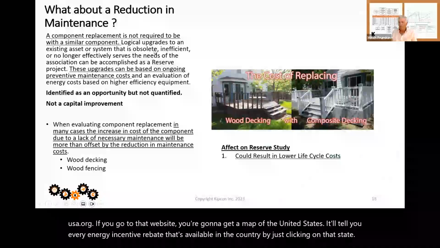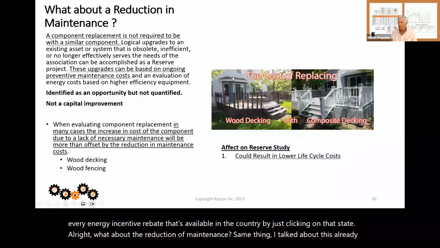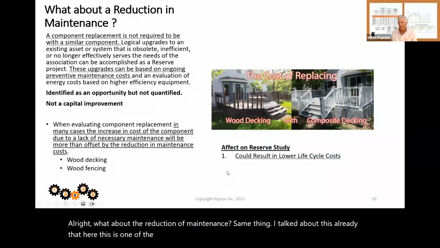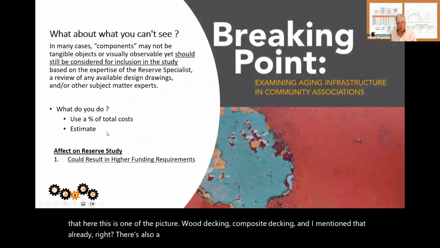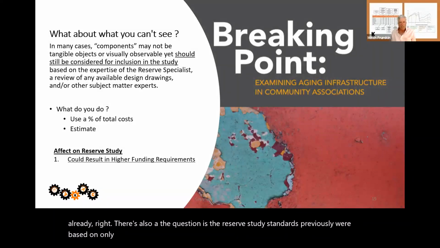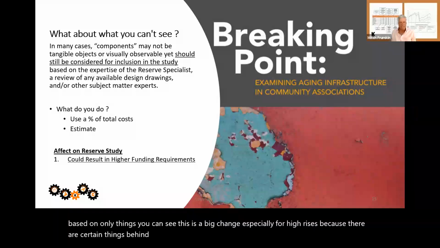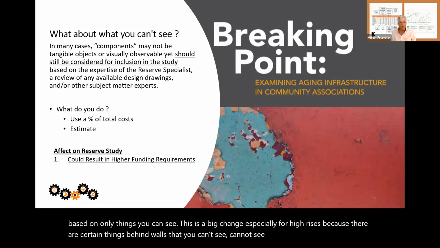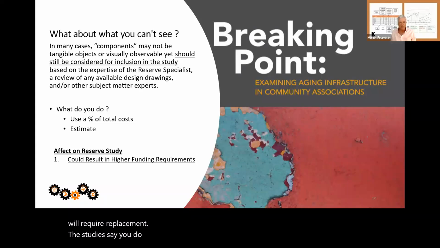All right, what about the reduction of maintenance? Same thing. I talked about this already, that here, this is one, the picture, wood decking, composite decking, and I mentioned that already. All right, there's also the question is, the reserve study standards previously were based on only things you can see. This is a big change, especially for high rises, because there are certain things behind walls that you cannot see that are common elements that will require replacement. Now the studies say you do need to take that into account.